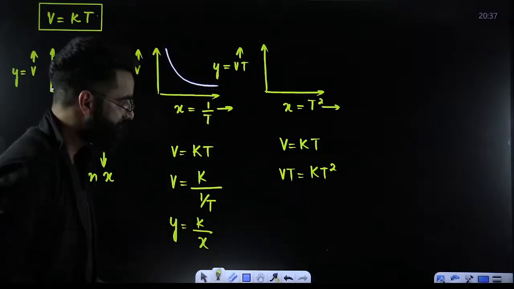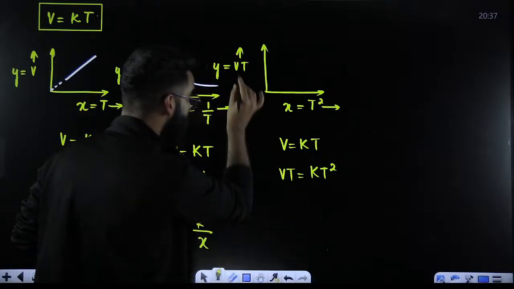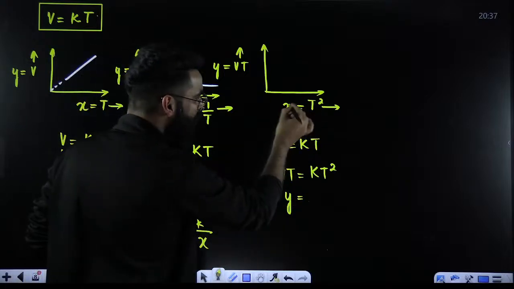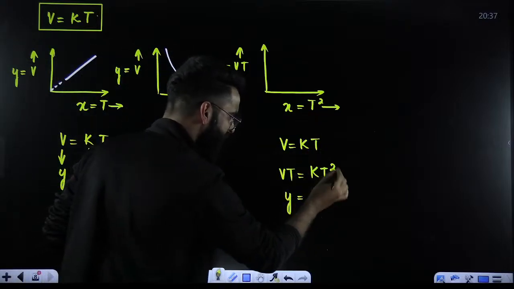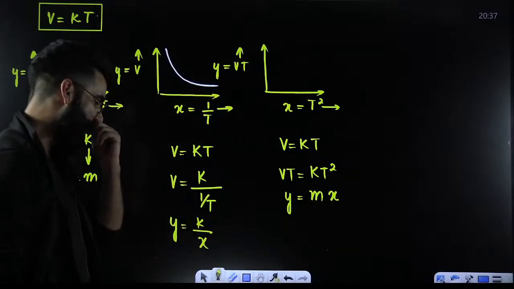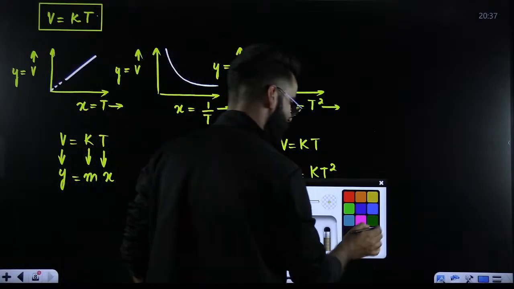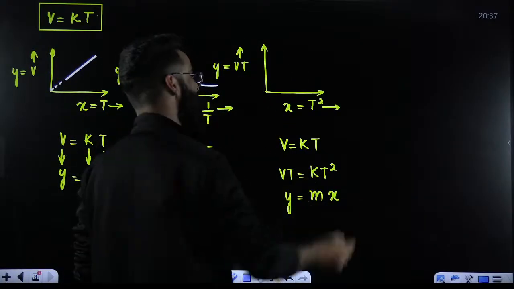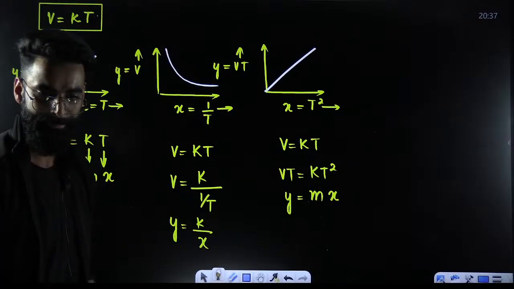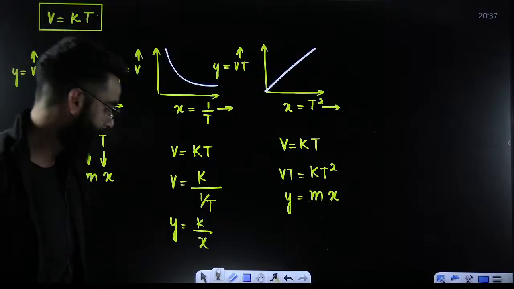Quickly in the chats. So basically, Vt I'm plotting along the y-axis, so instead of Vt I'll be writing y. T square you are plotting along the x-axis, so instead of T square you'll be writing x, right? So this K automatically becomes your M. Y is equal to mx. Few minutes back only I told you, y is equal to mx is going to be a straight line passing through the origin, right? So this is going to be the straight line passing through the origin. I believe this is clear to everyone.